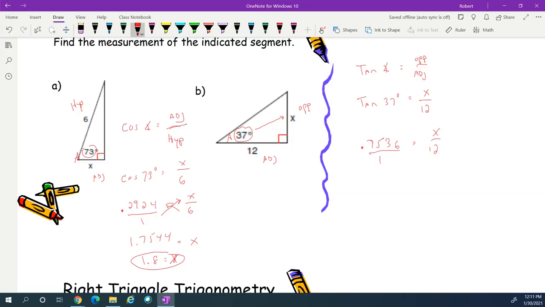We're going to put it over 1, and we're going to cross multiply. Again, 1 times x is x. 0.7536 times 12 is 9.0432. Directions were to the 10th, so we get 9.0. Make sure you're writing out your work, especially your cross multiplication.